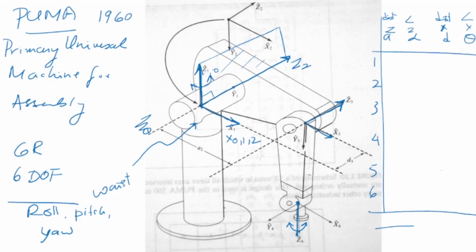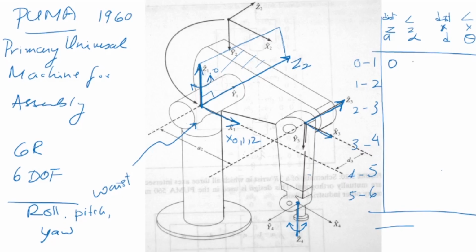So first is the 0 frame and the first frame, second frame, third frame, fourth, fifth, and sixth. Now we have a 6-axis system, so the first one is the relation between the 0 frame and the first frame. Now you can see from here that the Z0 and the Z1 are the same axis. So there is no distance between them, it's 0.